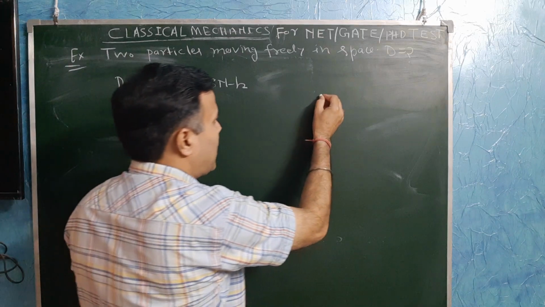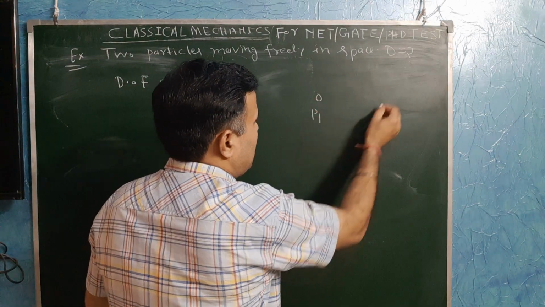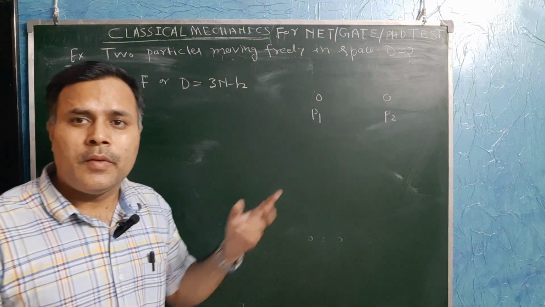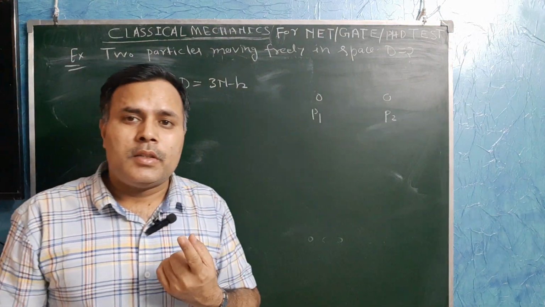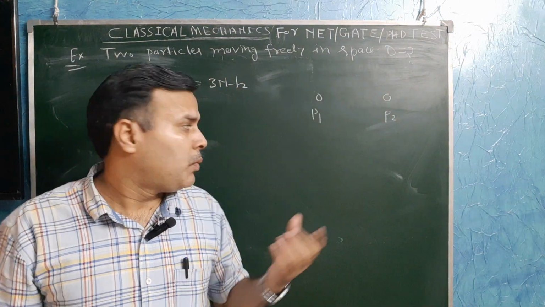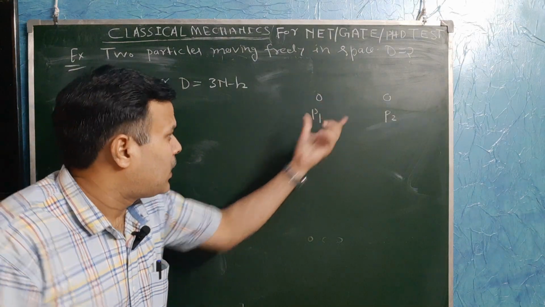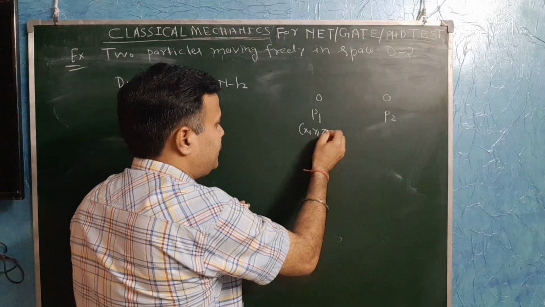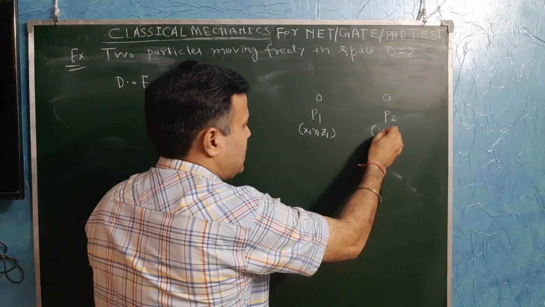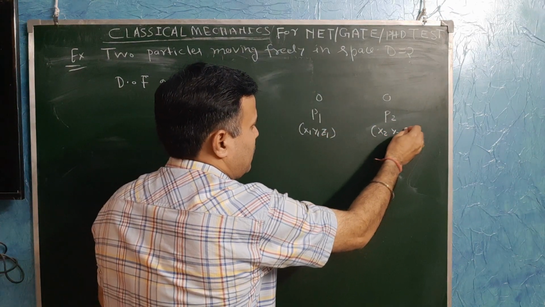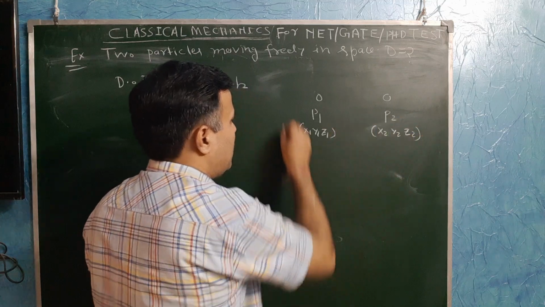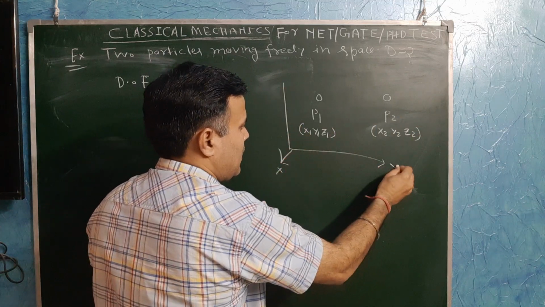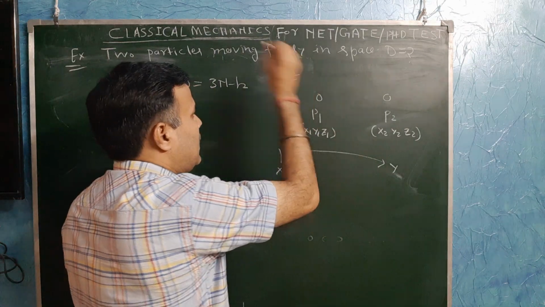Now we have two particles. Let's say this is P1 and this is P2, and the corresponding coordinates: if we have particle 1 in space, we have x, y, z. Now we have two particles, so write down the corresponding coordinates. This is x1, y1 and z1. This is x2, y2 and z2.